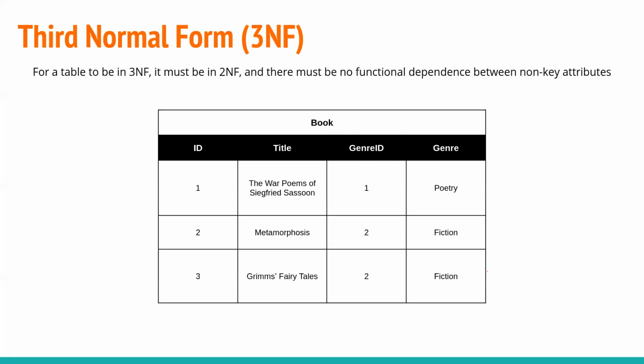And 3NF, it must be in 2NF, which means it also must be in 1NF, right? Because in order for it to be in 2NF, it had to be in 1NF. So the next form always implies the previous form. And there must be no functional dependence between non-key attributes. So now you have to look at all of the other columns, like genre ID. Even though it's not in the primary key, genre is functionally dependent on genre ID. So you have to fix that. Now, you didn't have to fix it in the previous step because genre ID was not a part of the primary key. So 3NF has to be in 2NF, has to be in 1NF.